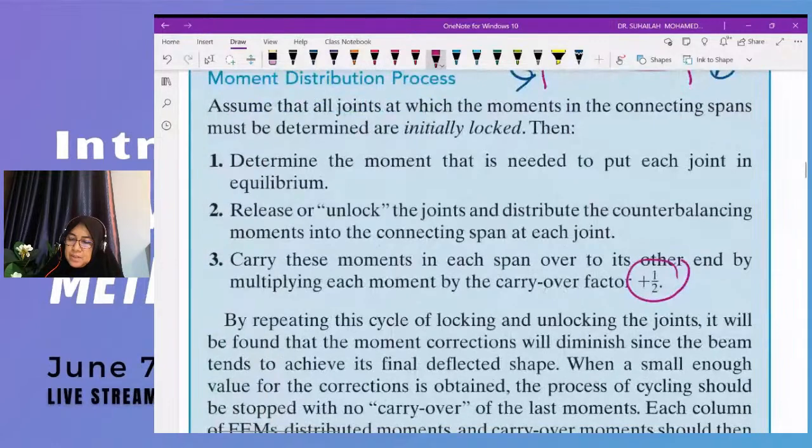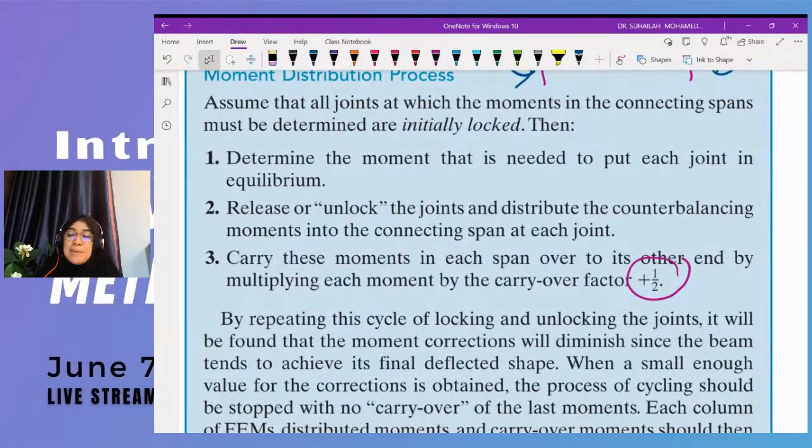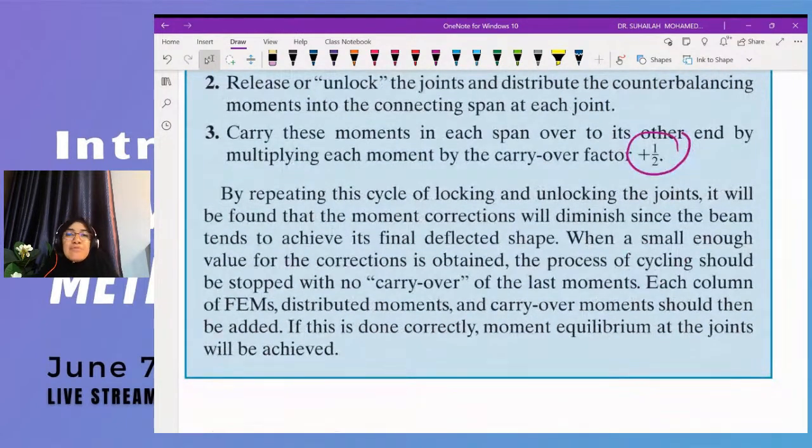Okay, so this describes the beam with far end fixed. After that, we have to repeat the process. Repeating this cycle by locking and unlocking the joint, it will be found that the moment corrections will diminish, since the beam tends to achieve its final deflected shape.